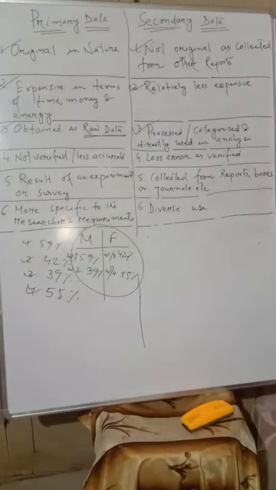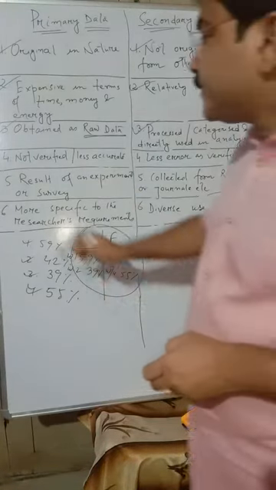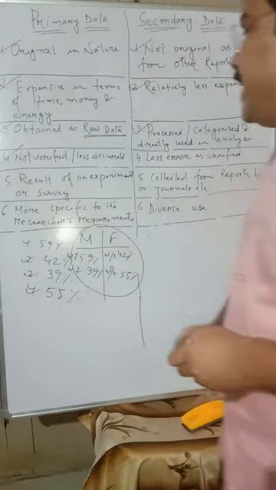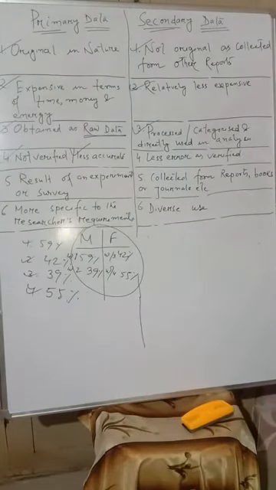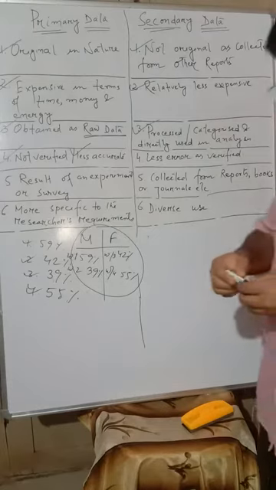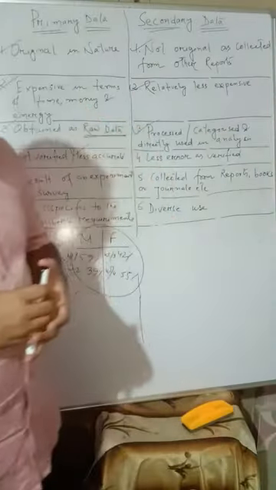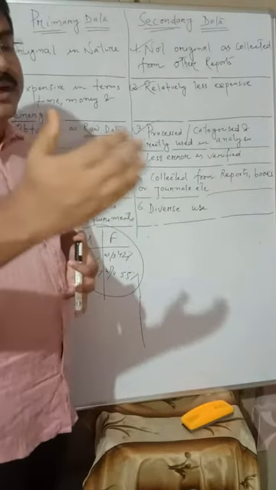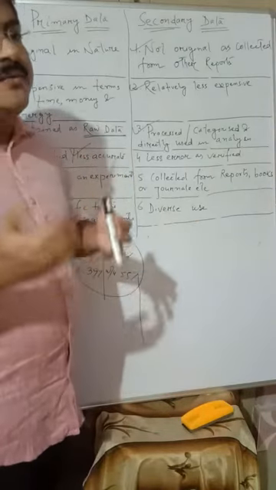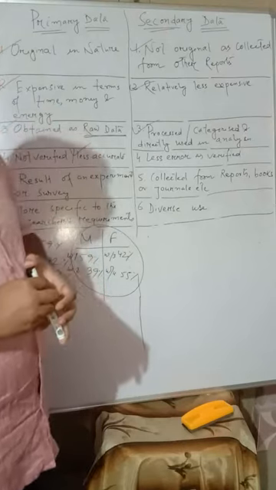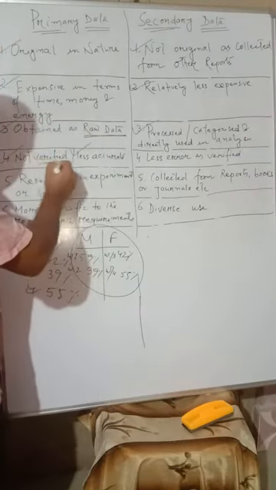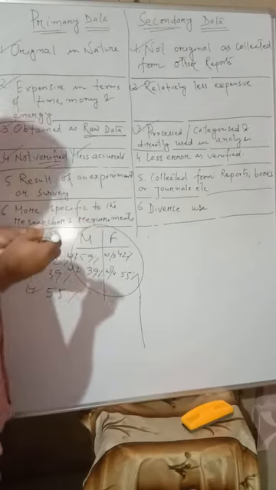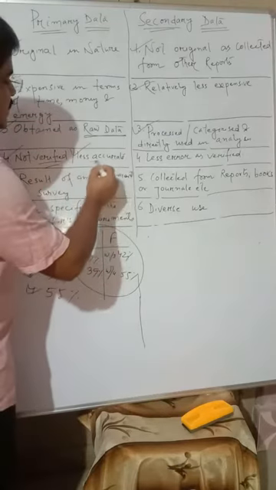Now the point 4 difference is that primary data is not verified, and that's why it is less accurate. When I am collecting information from the field as an investigator, there is no scope of verification. Directly I am collecting information from the field, and for my purpose I am using that information. So there is less scope for verification, less scope for examination, and that's why it is less accurate.